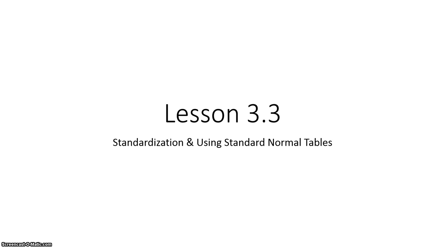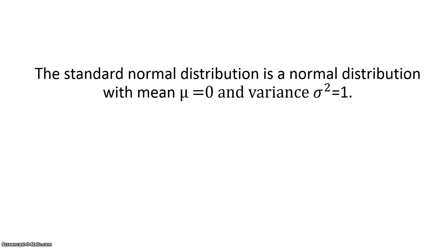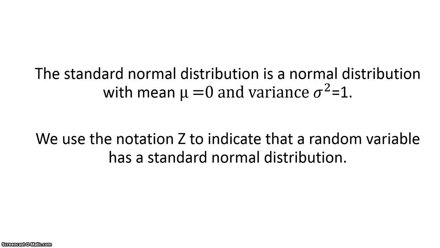This video is intended to help you learn about standardization and using the standard normal tables at the back of our book. Standard normal distribution is a normal distribution that has a mean mu equal to 0 and a variance sigma squared equal to 1. And we use the notation z to indicate that a random variable has a standard normal distribution.